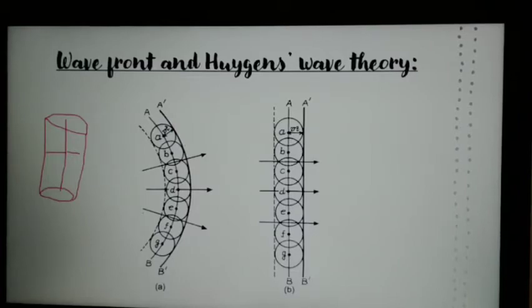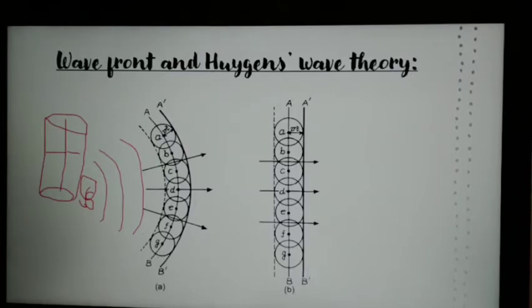Suppose here you have a light source. From this light source, spherical symmetry is there, and at any instant you are having a wavefront AB. This is a wavefront generated from this light source. AB is a wavefront generated at any instant.